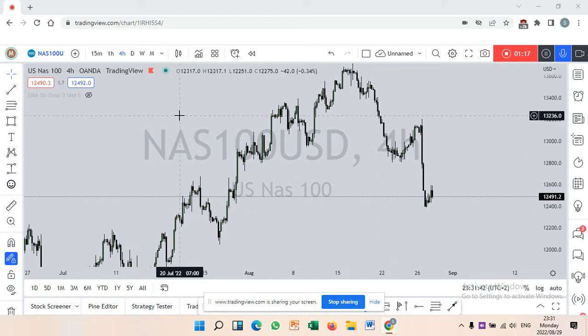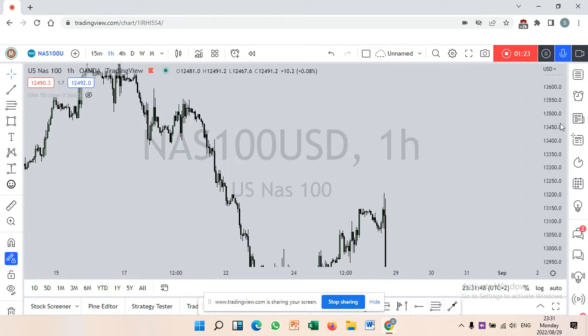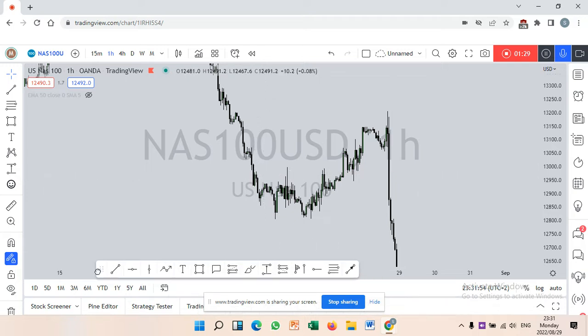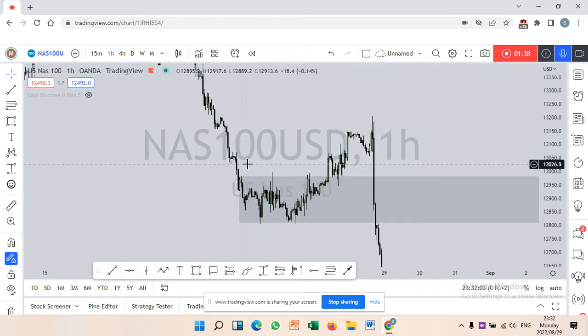Okay, so let's first go on the hourly, just to mark out the most recent consolidation. This right here was actually a very good consolidation to start off with. So we mark from the top to the bottom of the consolidation. So we understand that price is ranging between these two prices. It's going up and down between these two prices. That's basically what's happening within the consolidation.